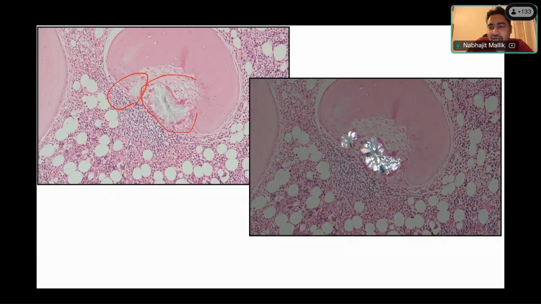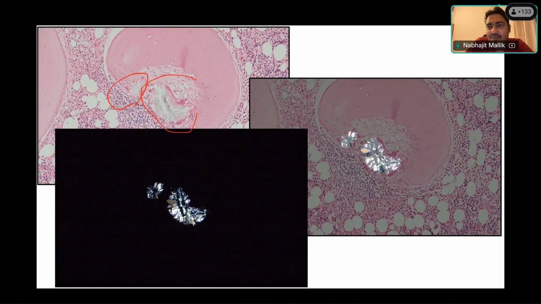And we did plain polarized microscopy. And what do you see in polarization? These are beautifully shining in polarized light, right? Uric acid crystals. These are oxalate crystals.